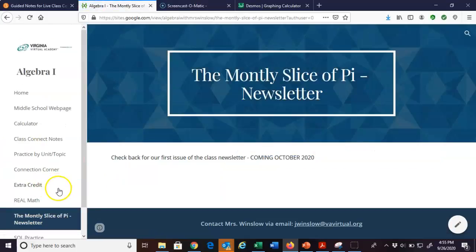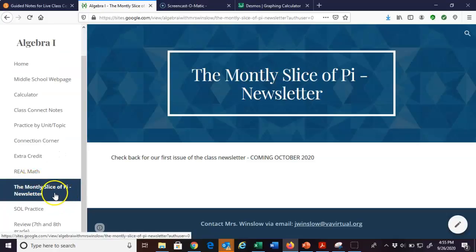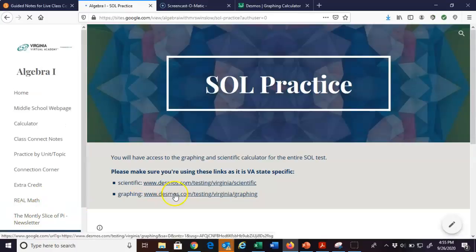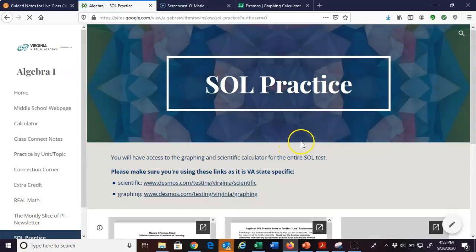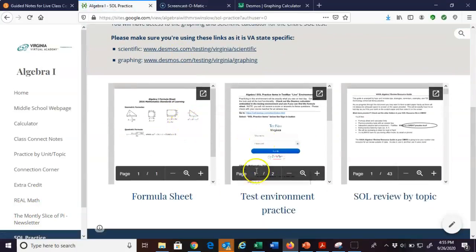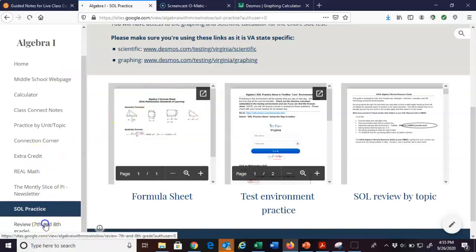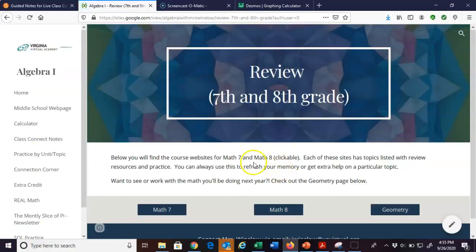We'll start our newsletter soon. Our first issue will come out in October, so look forward to that. I hope you guys will be contributors of those. Once we get to practicing for our SOL, there's a lot of resources here for you guys. And we'll talk about these as we need them. Here is also that formula sheet. And then if for some reason you wanted to check out 8th grade resources, I have those websites linked here. They have a ton of review resources. I wanted to make sure I showed you that.